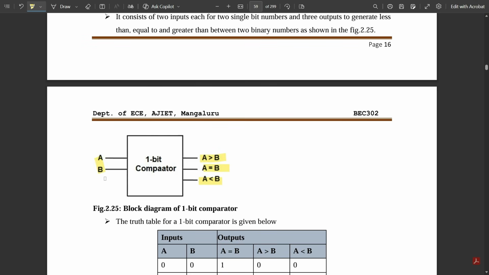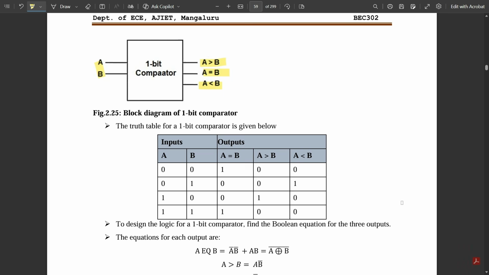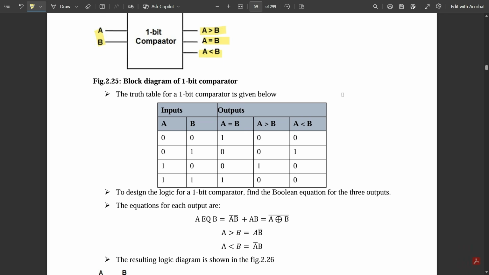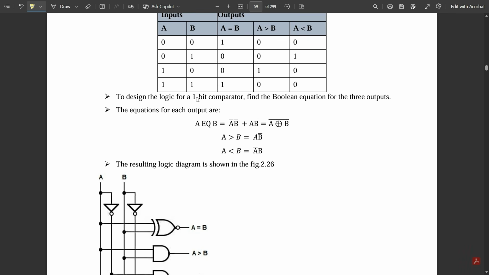You could take n number of inputs and write the outputs based on the combinations generated. So this is clear, right? This is very easy. Now to design the logic for a 1 bit comparator, you need to find the boolean equation for these three outputs. The equation for A equal to B is A'B' plus AB, that is A XNOR B. So this is for A equal to B.